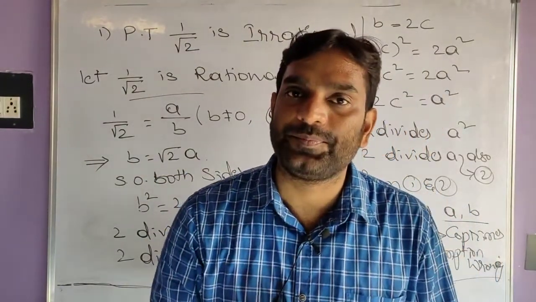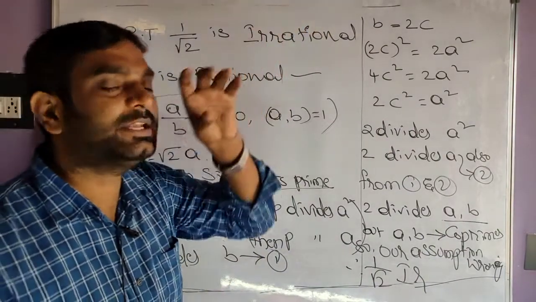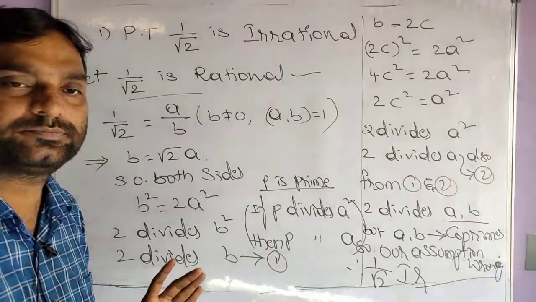Did you get that? Listen. Prove that 1 by root 2 is an irrational number. Let 1 by root 2 be a rational number.